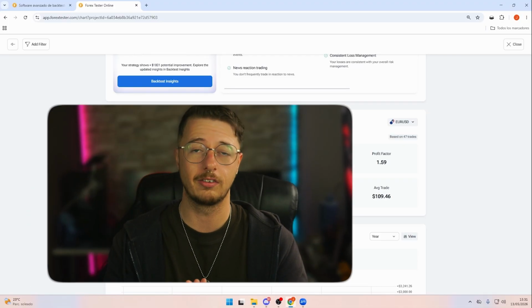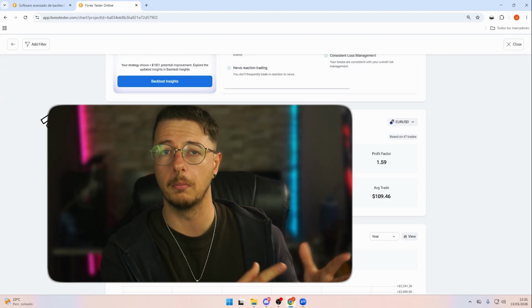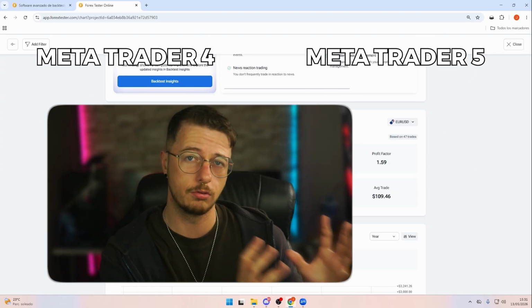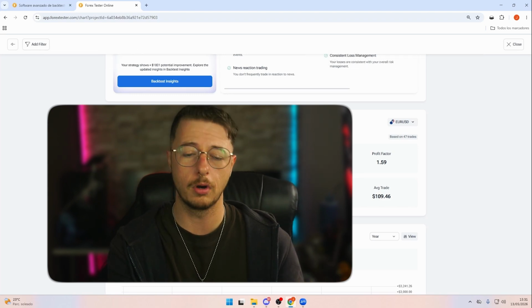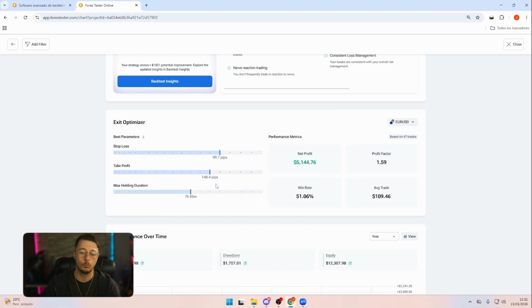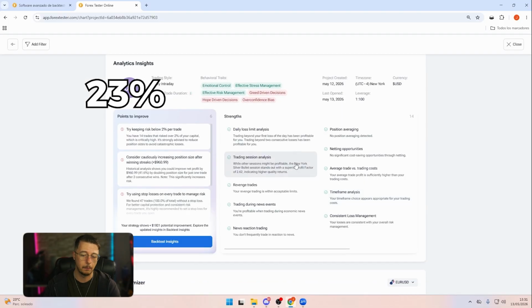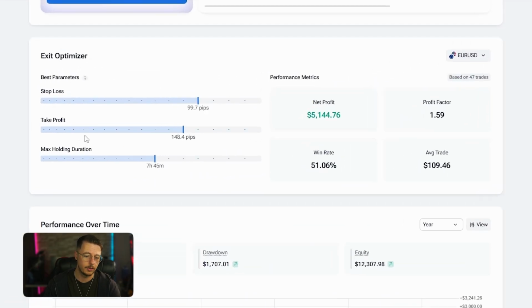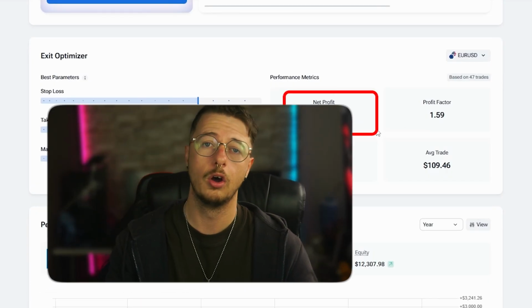So basically it's like optimizing it on a trading platform like MetaTrader 4 or MetaTrader 5, where you put your trading robot and optimize it, or with any external optimization programs. But in this case, it's doing it completely in the background while you're running your backtest. And as you can see, we made a 23% profit, but if we apply this stop loss, this take profit, and this max holding duration, we're going to take it up to 50%. So this is a 50% gain on top of that.